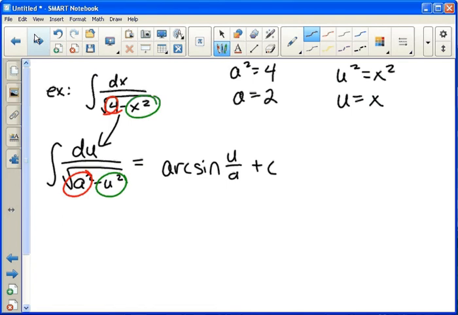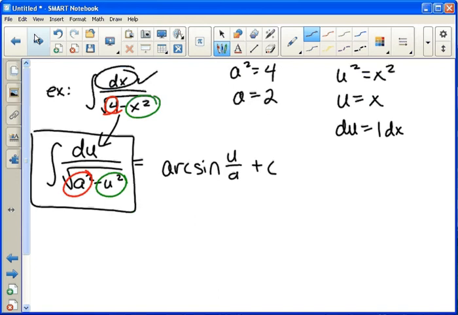Now you do need to find the derivative of u, since that's part of the rule. In this case it would be 1 dx, and we need to make sure the du matches. So du equals 1 dx. That's great, because that is what we have on top here, so it's a perfect match. That means my equation is exactly in the form of the rule, and I don't have to make any adjustments. So I can just plug u and a in and have my answer: arcsine of x over 2 plus c.